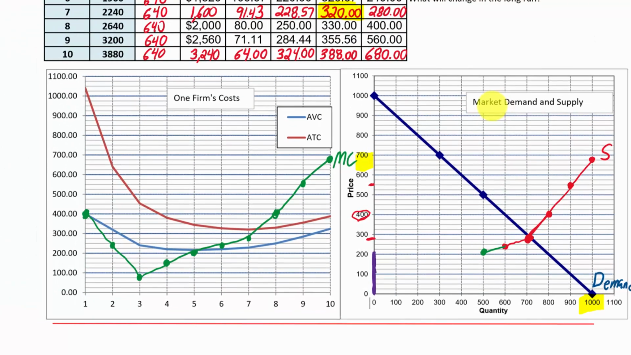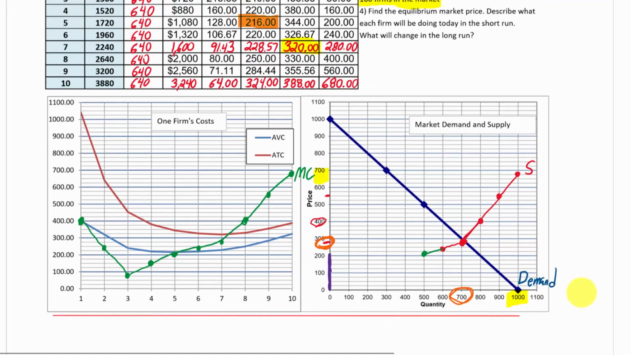Okay, so now our last step in the short run analysis is to ask, what does the market price look like it would be in this market today? Where the supply curve intersects the demand curve, the equilibrium price looks to be right around here. Price somewhere a little bit below $300 and a quantity of around 700 units. So around 700 units exchanged in the market, at a price right around this marginal cost.